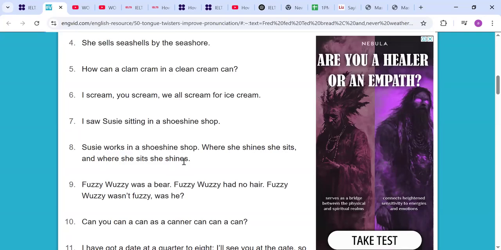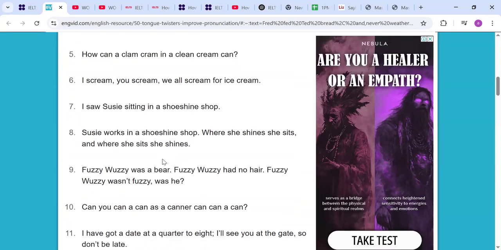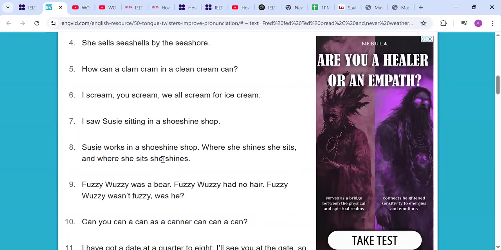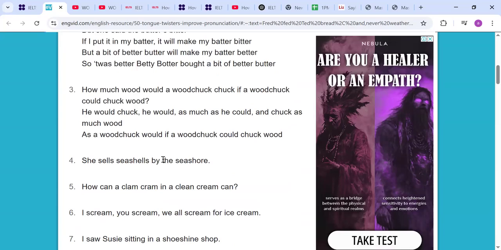When you speak fast, we notice some issues, like we are rushing and some words are not clear. Let's see. Susie works in a shoe shine shop where she shines, she sits, and where she sits, she shines. When you start speaking fast, you will notice that the pronunciation of words suffers. But try to make a habit of practicing tongue twisters. If you are facing issues with fluency, pronunciation, and clarity, you can bring improvement by practicing these tongue twisters.